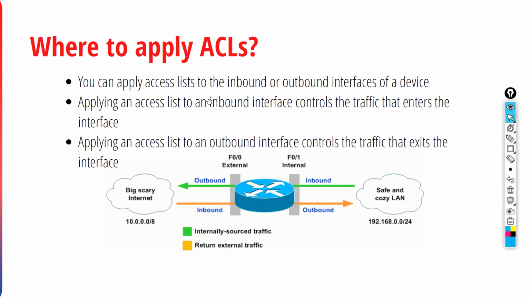So you can apply the ACLs in an inbound or outbound direction on an interface of a device. Applying an access list to an inbound interface controls the traffic that will enter the interface. That means if you apply the ACL in the inbound direction, it will control incoming traffic. If you apply it in the outbound direction, then it will control outgoing traffic.